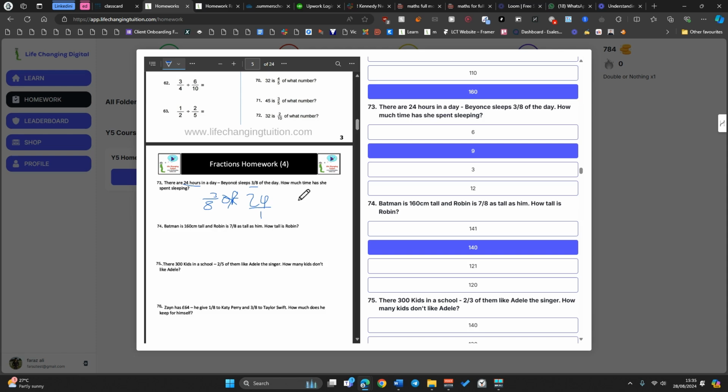60 plus 12, which is 72. And if we put that over 8, this is our final answer. Obviously that's not one of the options here. What we have to do is divide the top by 8 and divide the bottom by 8, and what we'll get is 9 over 1 to simplify it, and basically the answer here is 9. So Beyonce sleeps 9 hours of the day.